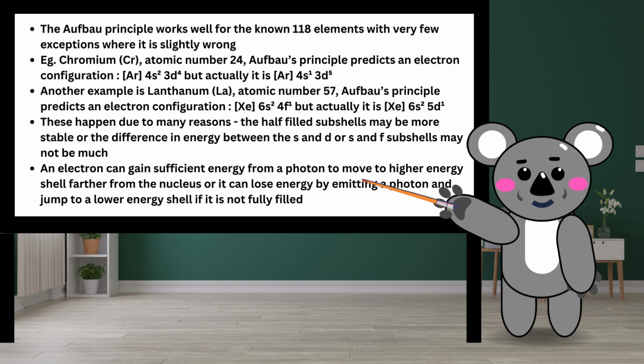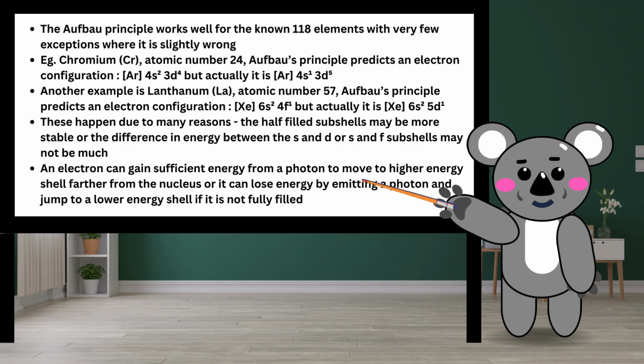Example: chromium Cr, atomic number 24. Aufbau's principle predicts an electron configuration [Ar] 4s2 3d4, but actually it is [Ar] 4s1 3d5. Another example is lanthanum La, atomic number 57. Aufbau's principle predicts an electron configuration [Xe] 6s2 4f1, but actually it is [Xe] 6s2 5d1. These happen due to many reasons.